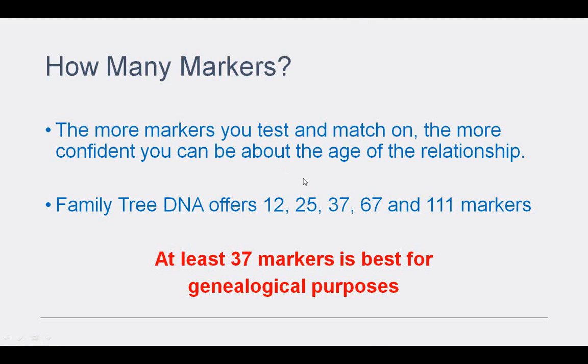There's always an upgrade price for upgrading. You don't basically repay for the whole test. So if you're going from 37 to 67, it's a $99 upgrade fee. You're not paying the full price for 67 markers. You're paying just for the additional markers that are being tested. So you're not retested for the lower level markers. You're only tested for the new markers that you're ordering.